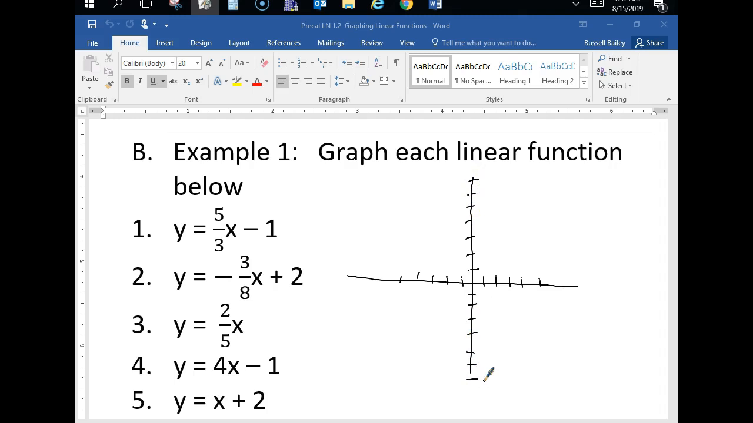All right, so I suggest starting by graphing your y-intercept. So what's our y?